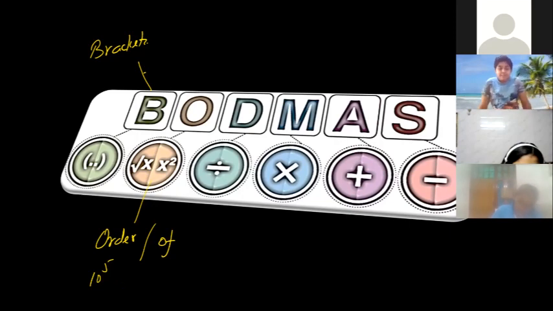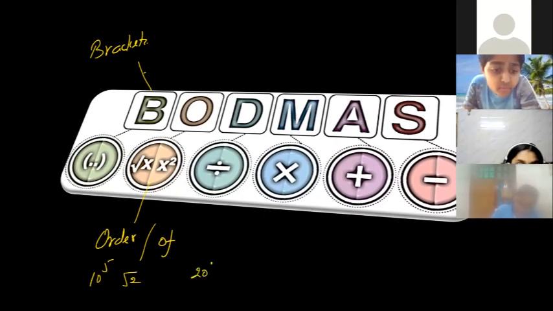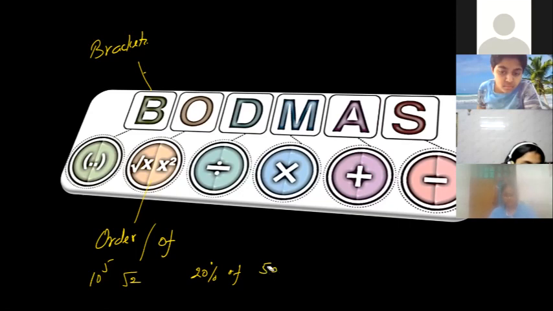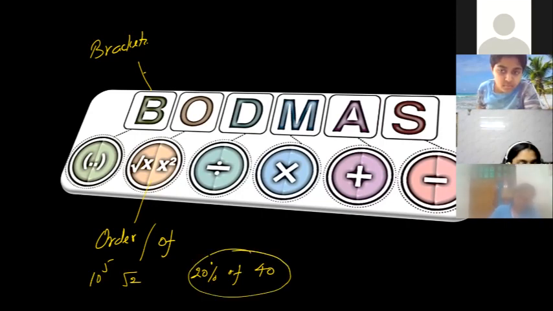Or you will say square root of 2, or it is written 20% of 10, or say 20% of 50 or 40, whatever. You will solve this "of" first, because this is just one number, 20% of 40. Then you will do division, multiplication, addition, subtraction.